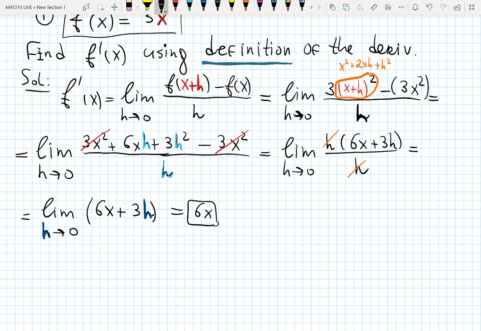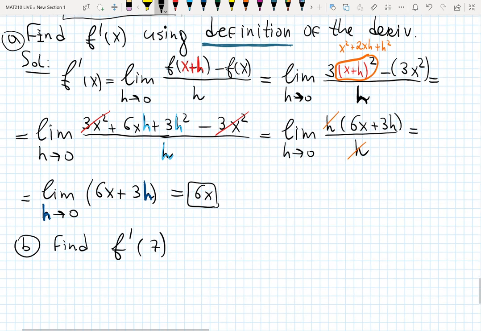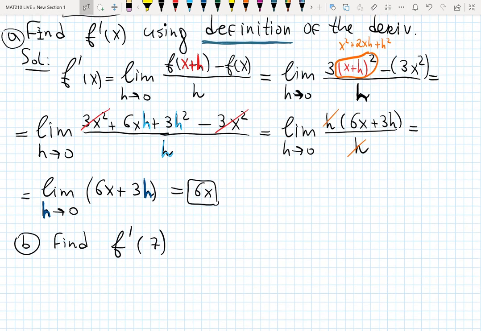This was A. Find the derivative in general. B. Find f prime at, say, 7. Do you know how to do that? Don't repeat the whole process. Take the result and plug in 7. You'll get 42.